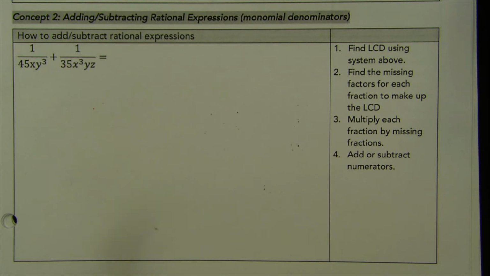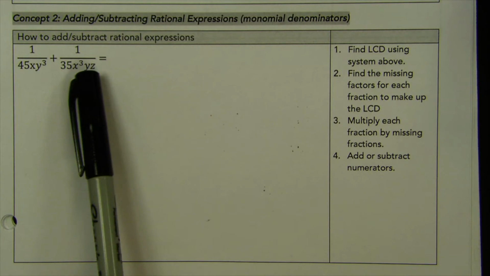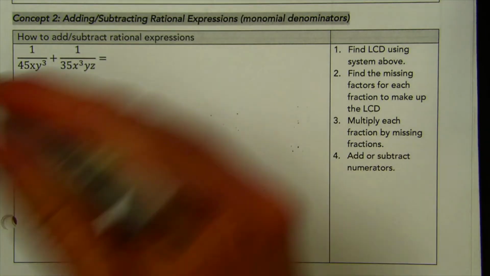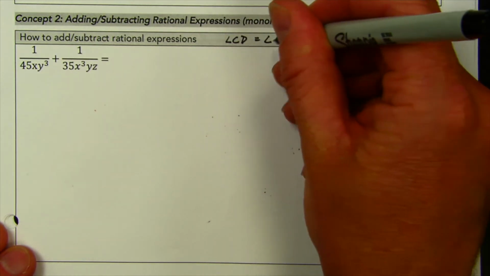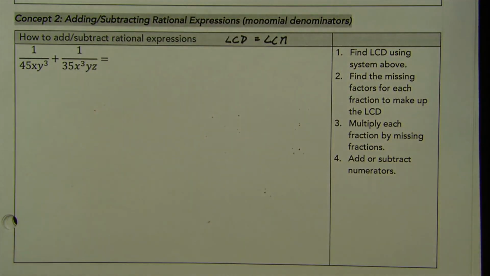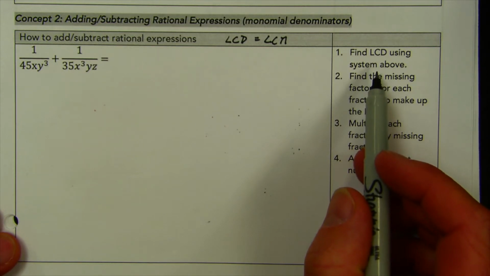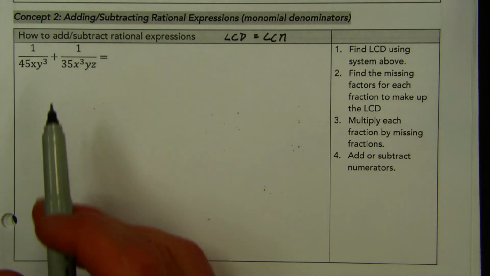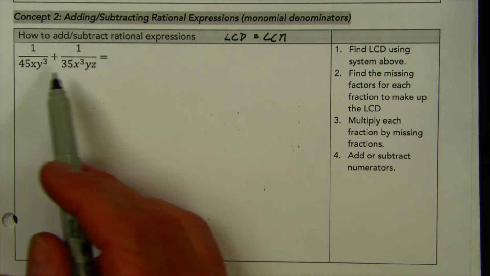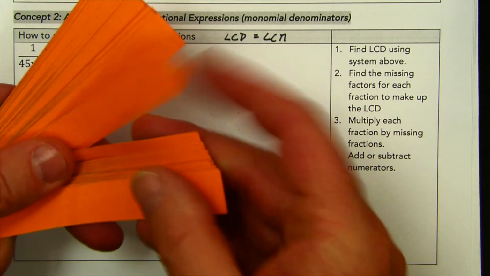Okay, well, let's get back to math here. So now we're going to add and subtract rational expressions. So now we're going to look for the LCD, which is basically LCM, but with fractions. All right, well, let's get through the first step. Find the LCD using the system above. So we're going to do the LCM. Well, I got a question for you guys. What is the LCD of these two monomials? I'm calling cards here. Let's see what we got.